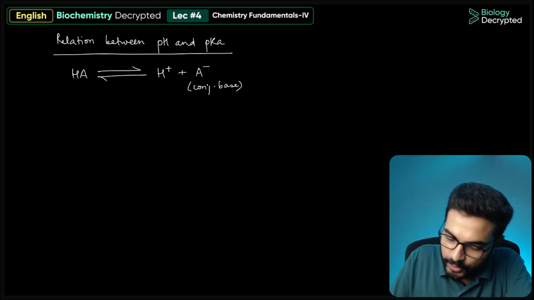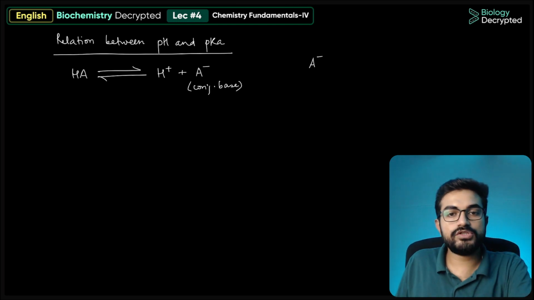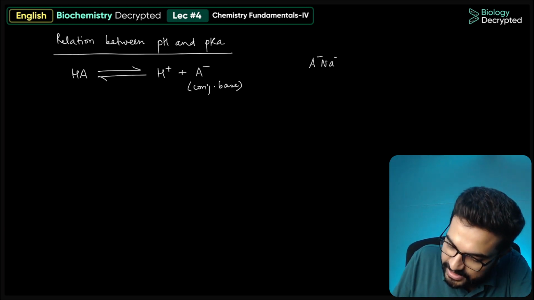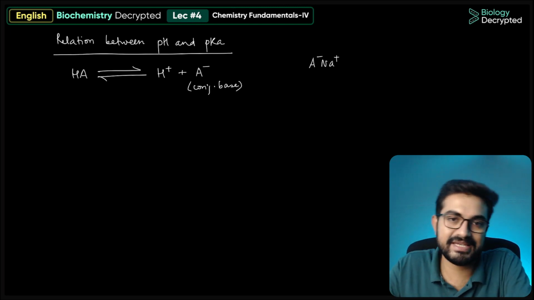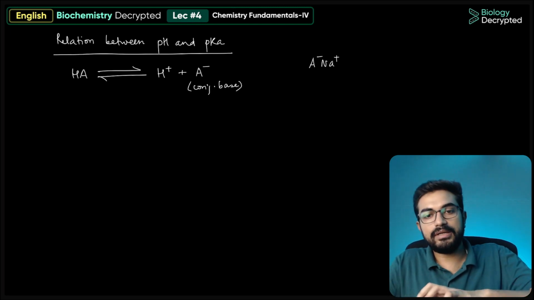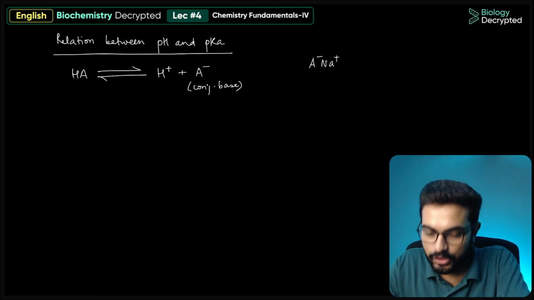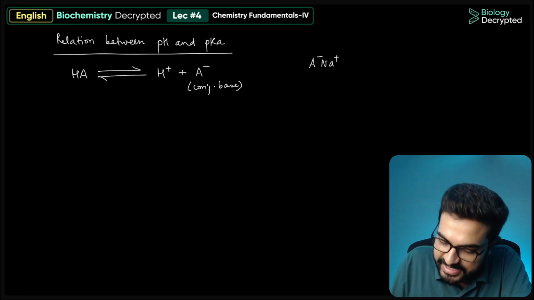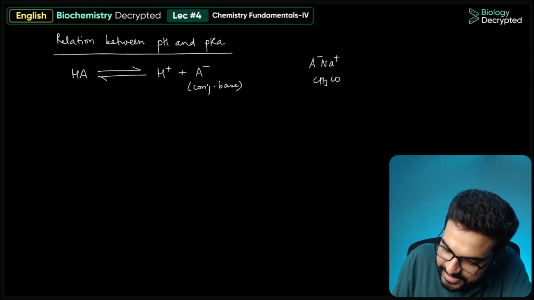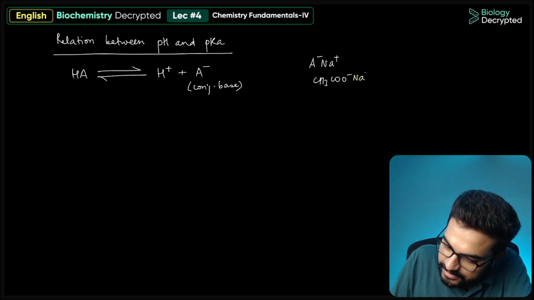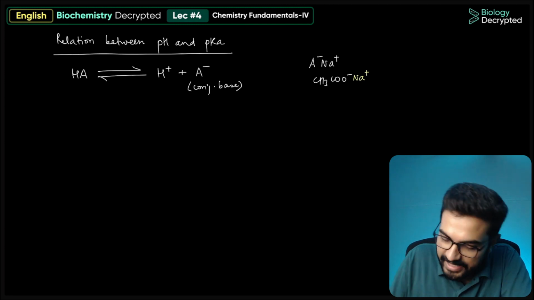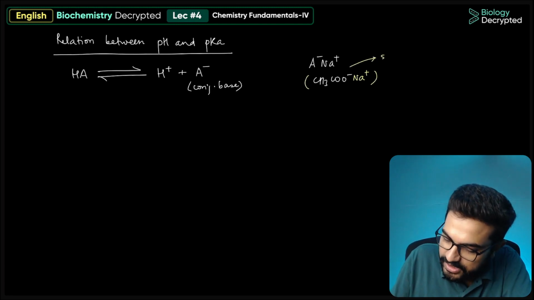Let me tell you one important thing. Generally, this conjugate base is also surrounded by a counter ion. Obviously, this conjugate base is an anion, so there will be a counter ion, that is a cation, along with it. If we take the example of CH3COO-, the conjugate base, there will be a cation like Na+ here, and therefore this will exist as a salt.